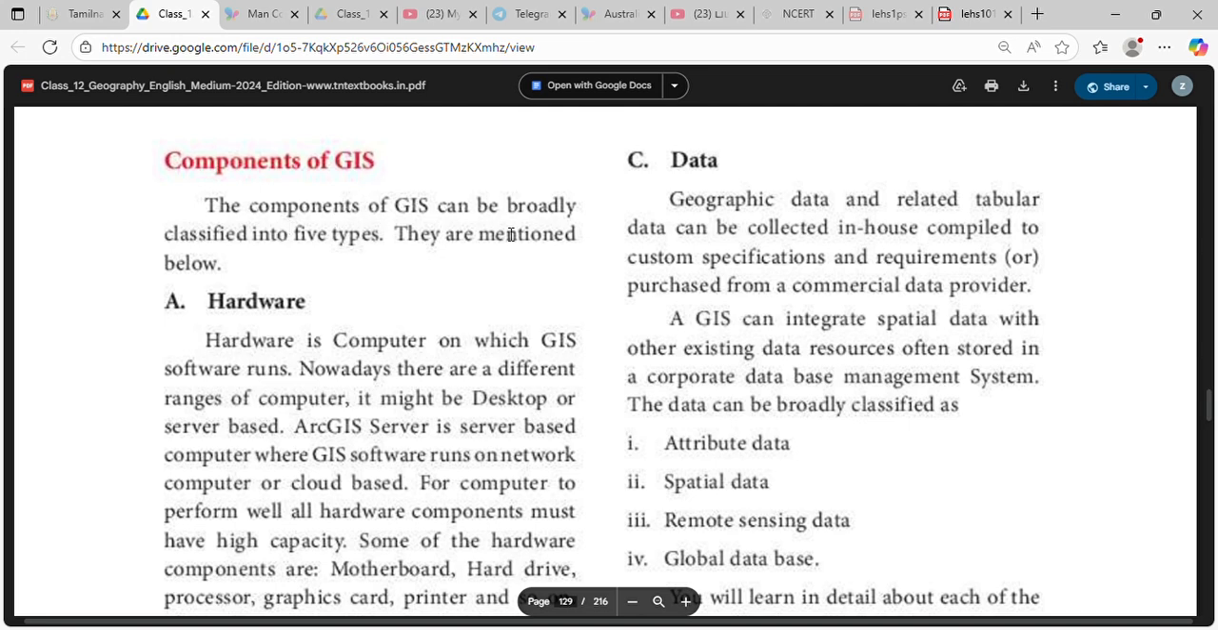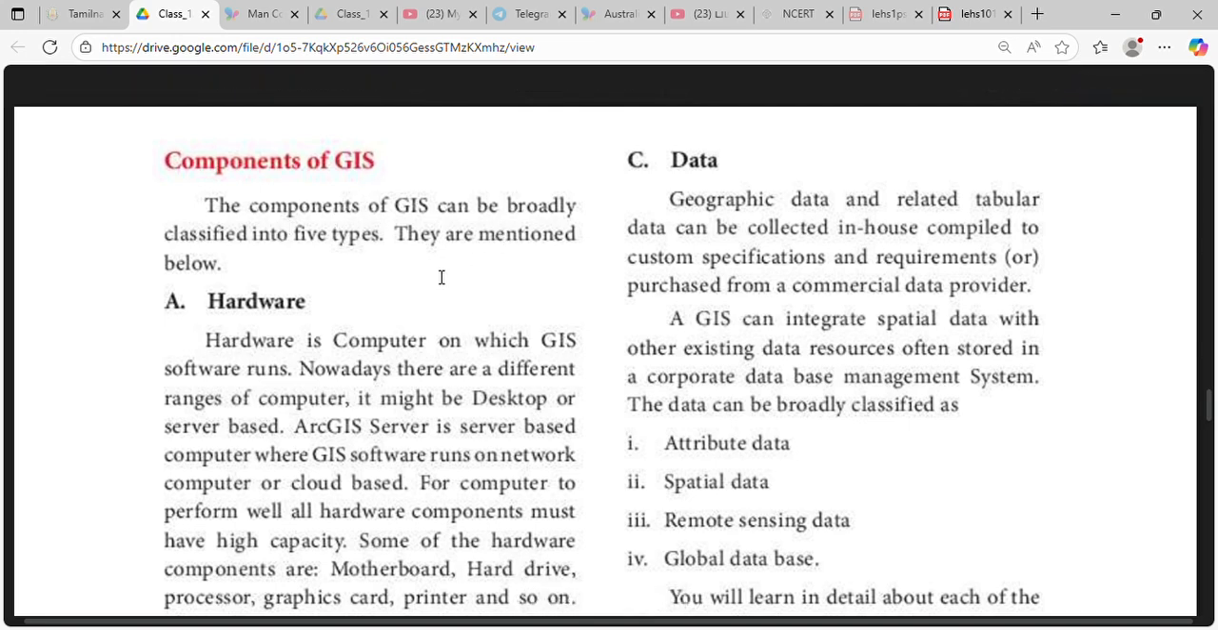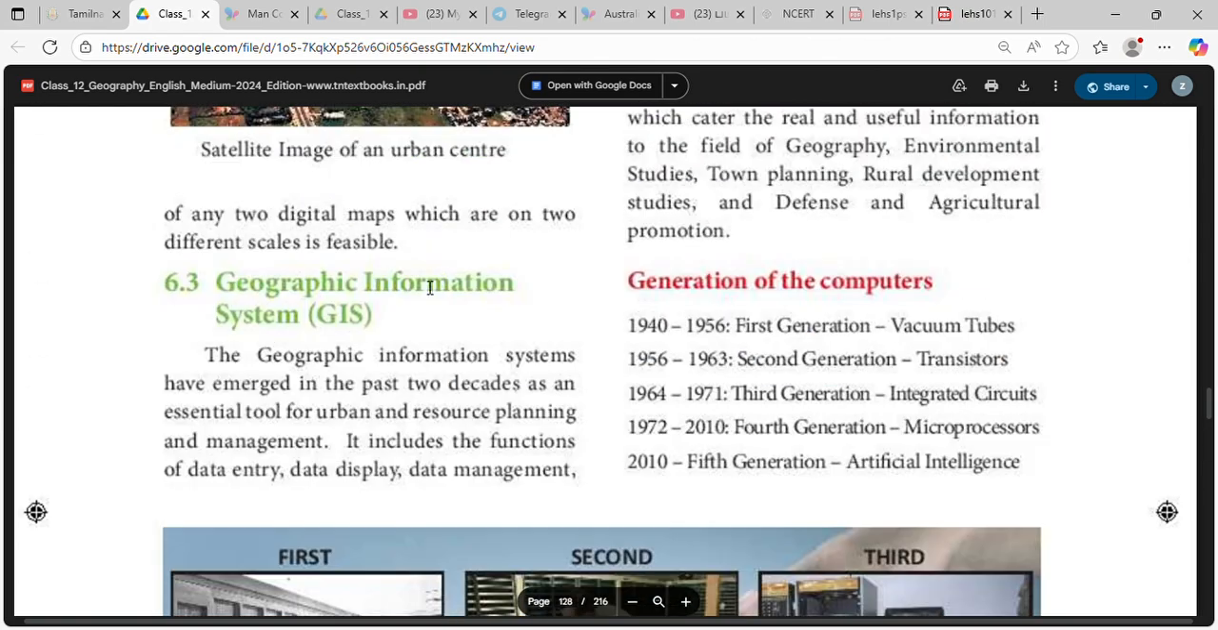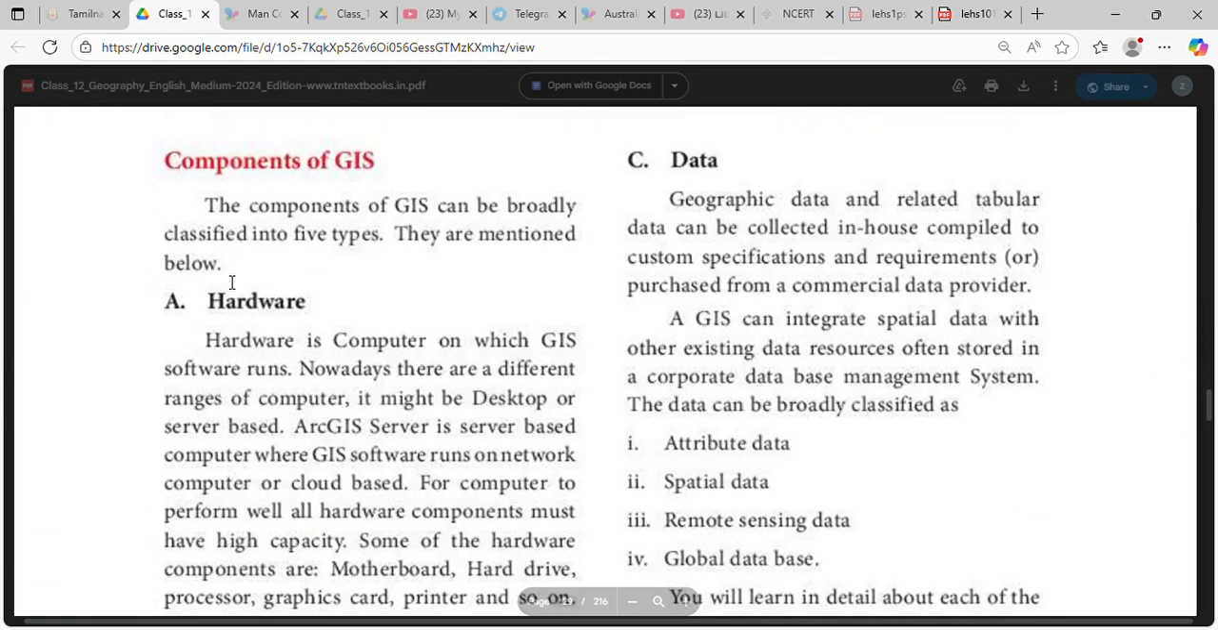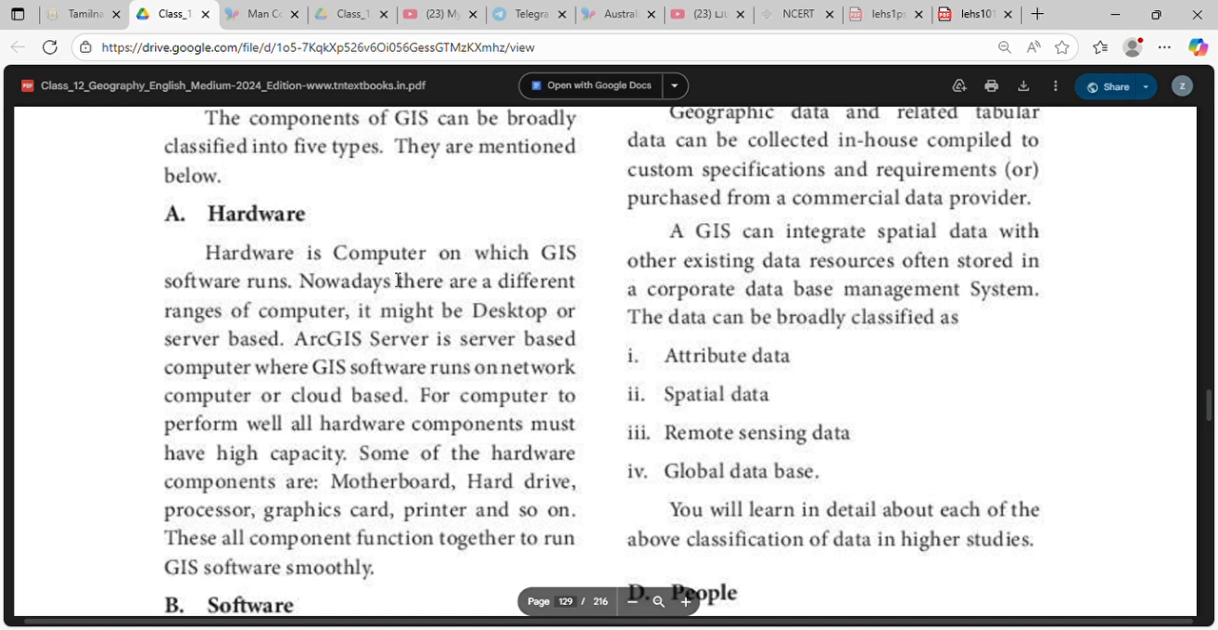The components of geographical information systems. Geographic information systems can be broadly classified into 5 types. Hardware is a computer on which GIS software runs. Nowadays, there are different ranges of computers.